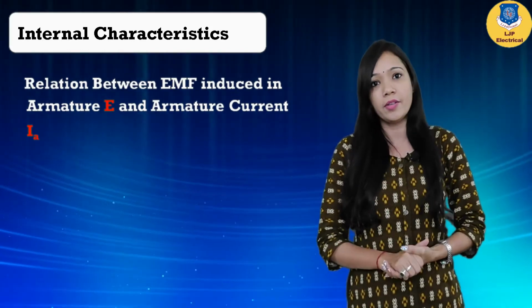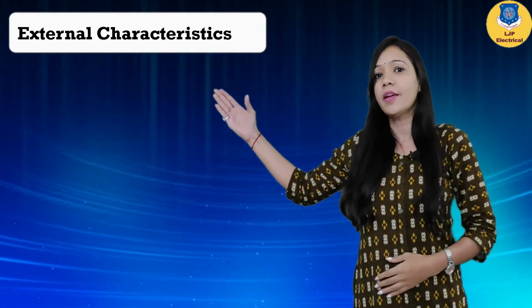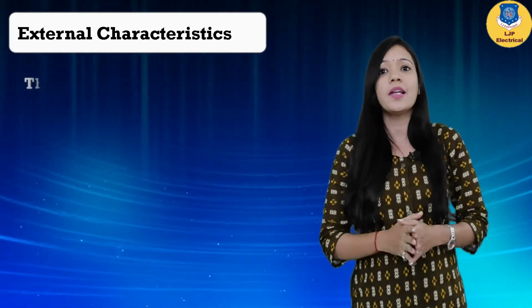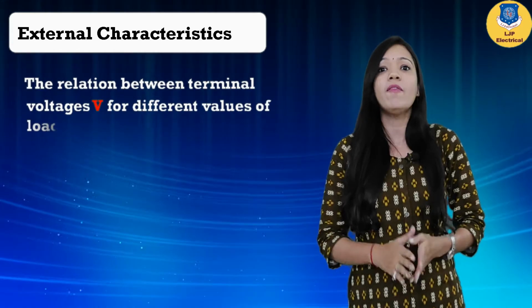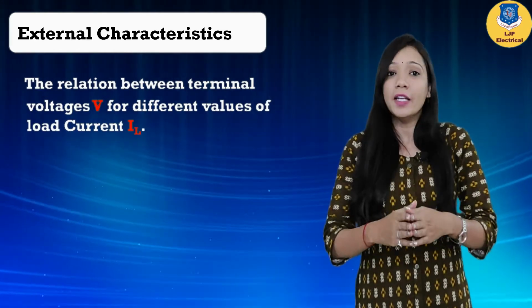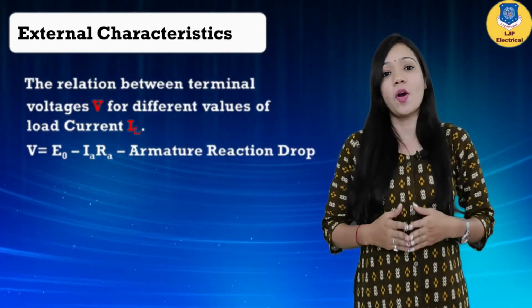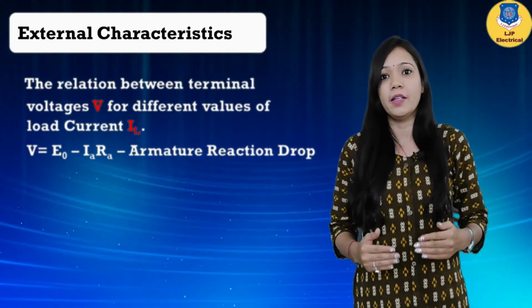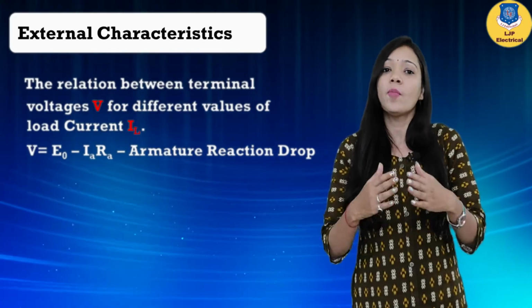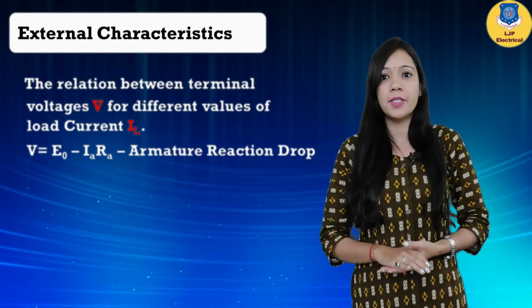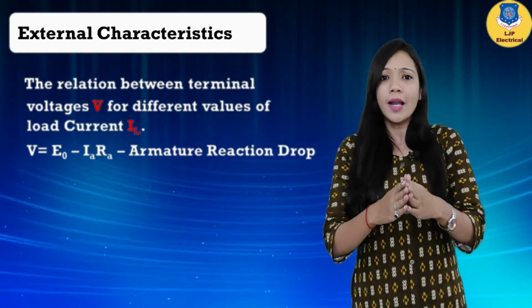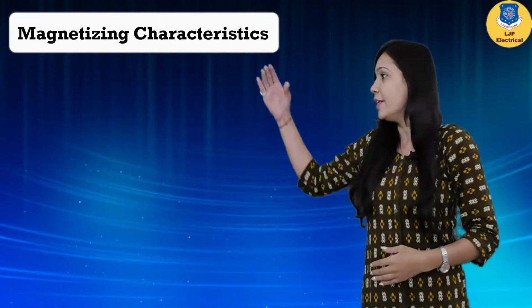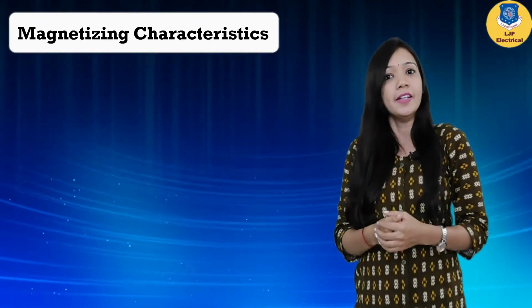The third characteristic is the external characteristic. It shows the relation between terminal voltage V for different values of load current IL. The value of terminal voltage V is obtained by subtracting armature reaction drop and the armature resistance drop IaRa from E0. So let's discuss the magnetizing characteristic in detail.